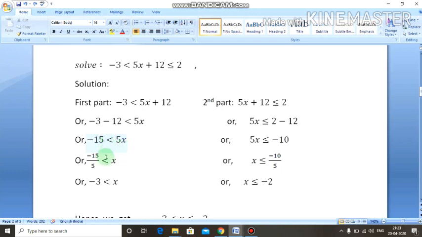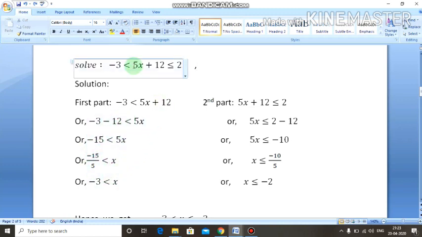The less than or equals sign was there, and it remains less than or equals. But if we divide by a negative number, then it will be changed. But we have divided here by 5, obviously a positive number, so there is no change. So this side, minus 15 by 5 is minus 3, less than or equals to x. This completes the solution of the first part.